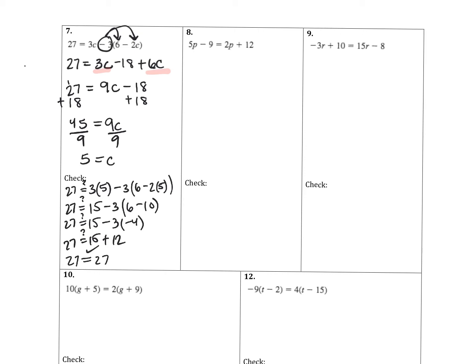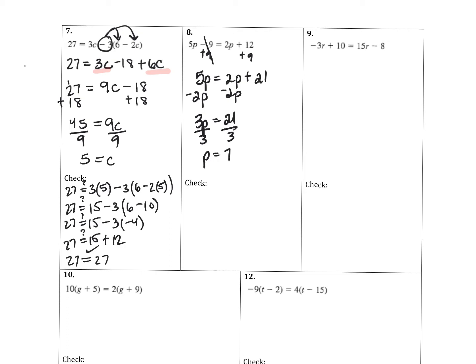All right, I want to solve for p for question 8. I need all p's on one side and all numbers on the other. So I'm going to move the 9 over first. And I'll get 5p, this disappears, equals 2p plus 21. I want all p's on the same side, so I'm going to move the 2p over. I'll get 3p equals 21. Divide by 3 on each side, and I'll get p equals 7.